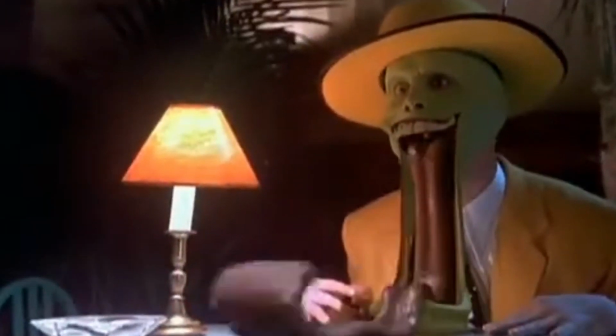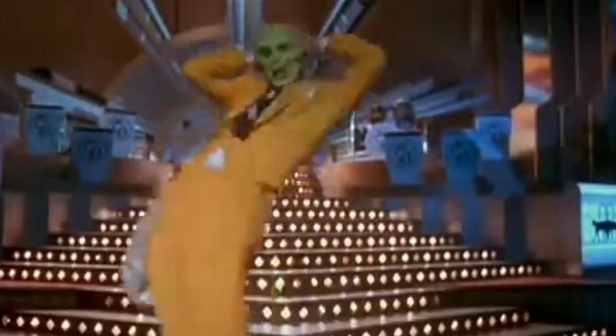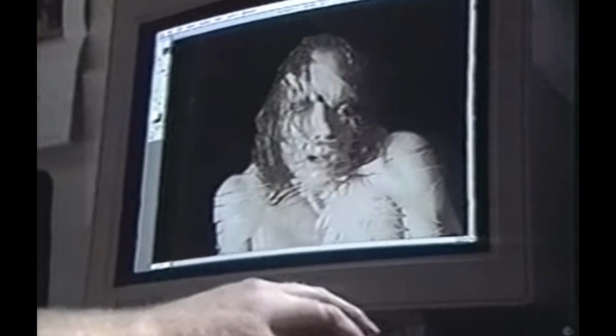1994 would also see the first use of CGI to transform an actor into a photorealistic cartoon character with The Mask, and it would also help films be completed after an actor tragically passed away by recreating them through CGI with The Crow. 1995 would be the big year, though.